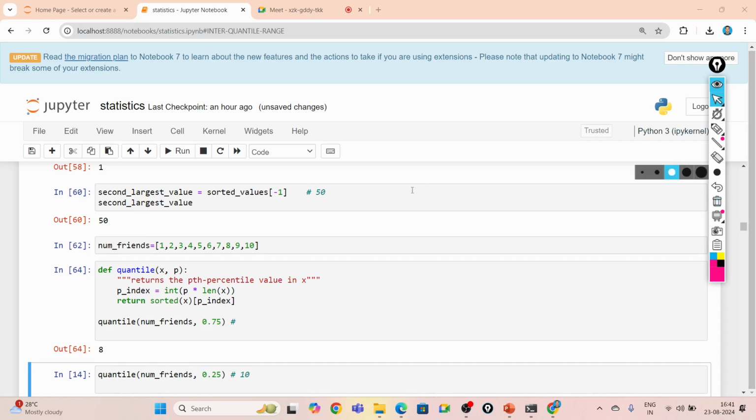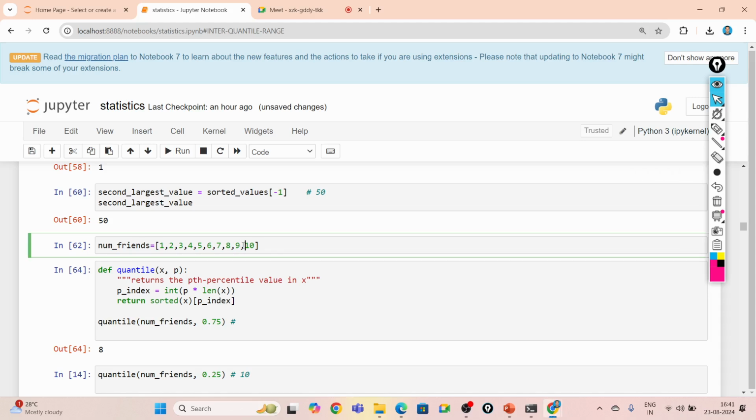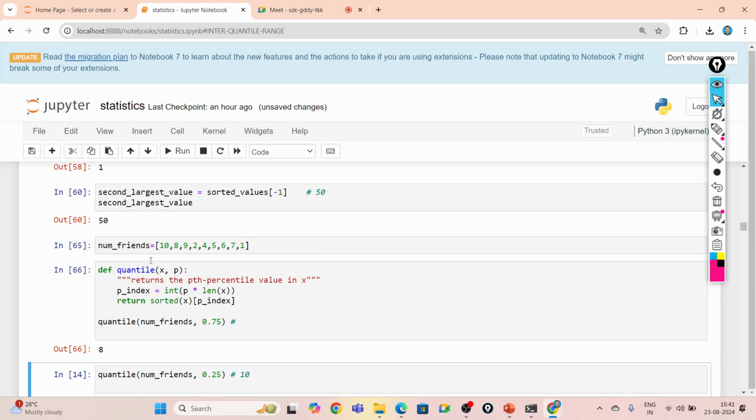Now see, I will change this. What I am doing is changing this value to 10, 8, 9, 2, 4, 5, 6, 7, 1. See, even if I change these values, it is still representing the 0.75 value, that is the 8 value. Why is it like that?